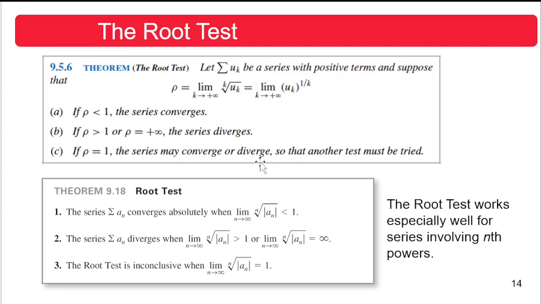Okay, how to use the root test? According to this theorem, let the summation of u sub k be a series with positive terms, and suppose that rho is equal to the limit of the kth root of u sub k as k approaches positive infinity. You can write this as the limit of u sub k raised to 1 over k as k approaches positive infinity.